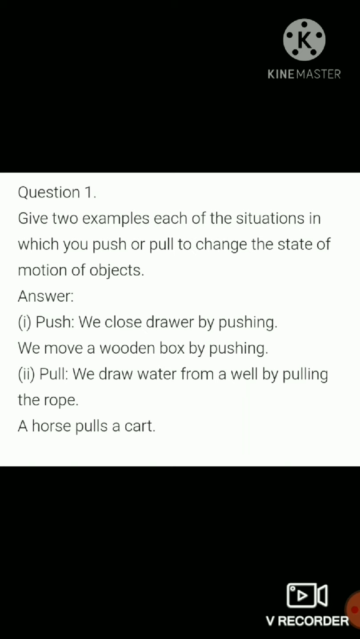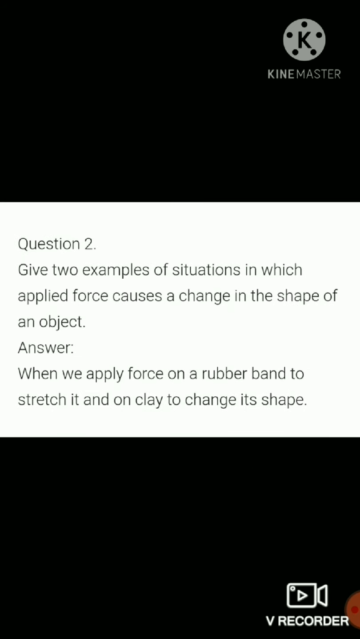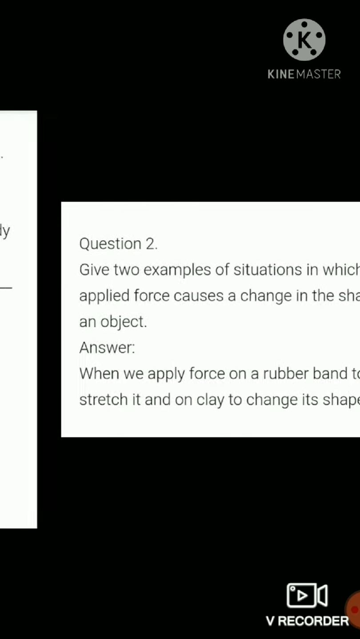We move a wooden box by pushing. And pull: we draw water from a well by pulling the rope. A horse pulls a cart. Okay. Now question number 2. Give two examples of situations in which applied force causes a change in the shape of an object. So the answer is when we apply force on a rubber band to stretch it and on clay to change its shape. Now question number 3.